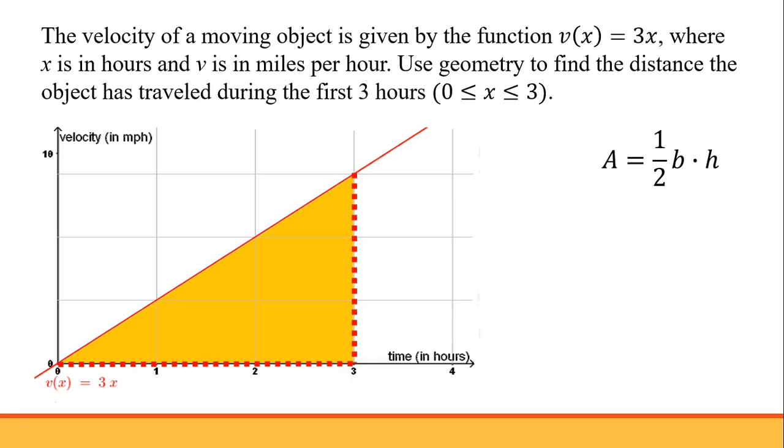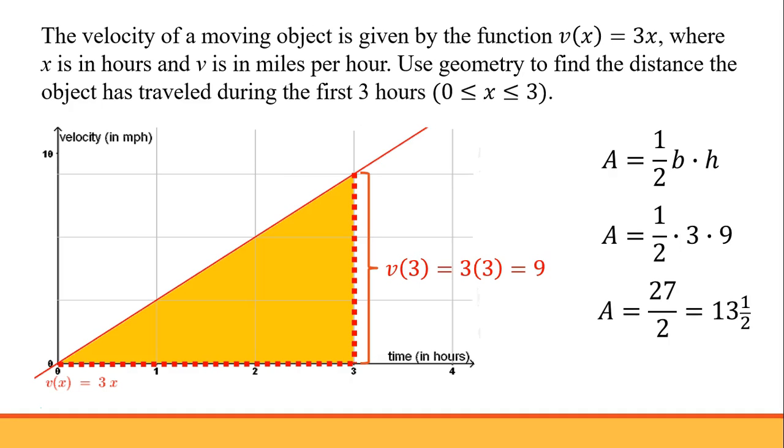The height of the triangle is a little trickier to find, but we do know that the point where this vertical line, where time is 3, intersects our velocity function, v of x equals 3x, has to happen where x is 3. So, to find that distance, we just substitute 3 in our velocity function, and we know that the height of the triangle is 9. So now to find the area of the triangle, we'll take 1/2 times the 3, which is the length of the base, times the 9, which is the height of the triangle, to get 13.5. So the distance that was traveled is 13.5 miles.